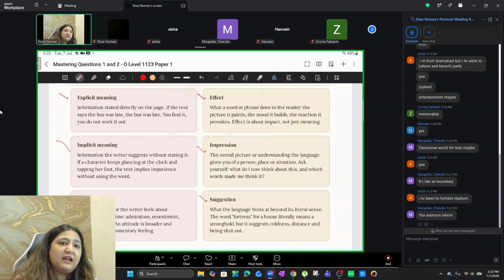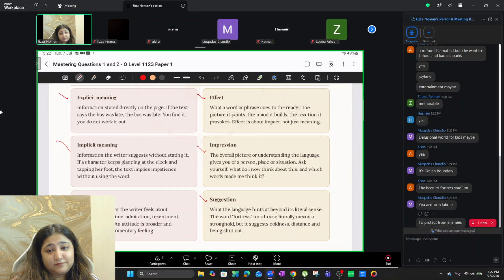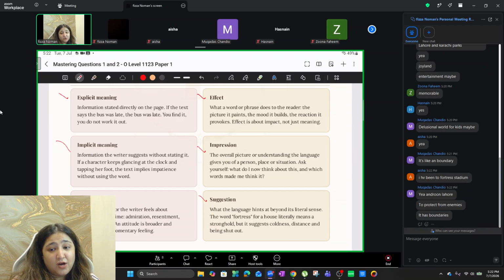So fortress itself, let's suppose we talk about the Lahore Fort. Can anyone tell me why Lahore Fort was built? It's not a palace. What's the difference between maybe a palace or a fortress? Exactly. Very good, Mukaddas. Good job. So a fortress is basically what surrounds the city. And at that time, Lahore Fort was built. It surrounded the 12 gates of Lahore, and it was built to keep out enemies.